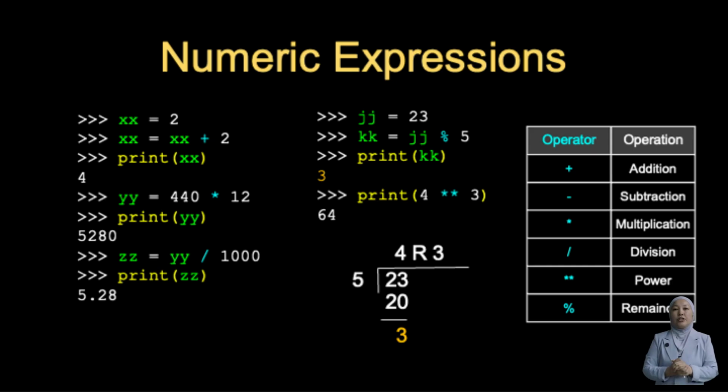Notice the result of division. 1000 / 189 gave us 5.28. In Python 3, the / operator always performs float division, returning a floating point result even if the numbers divide evenly. Also, 4 ** 3 correctly computes 4 to the power of 3, which is 64.